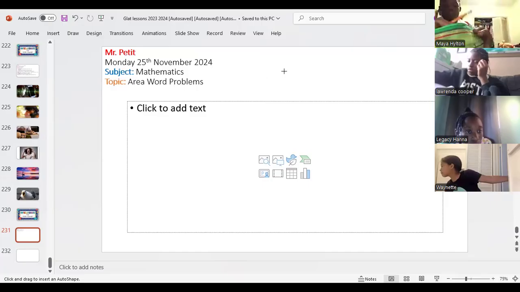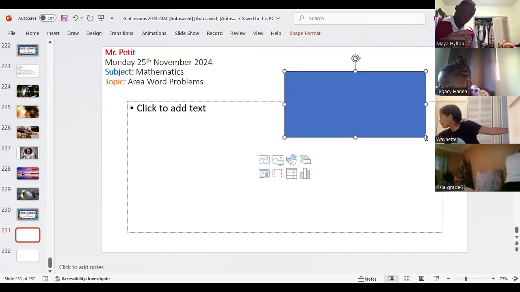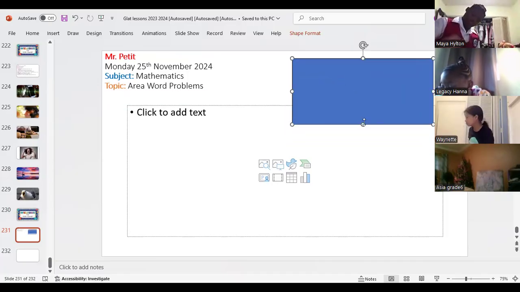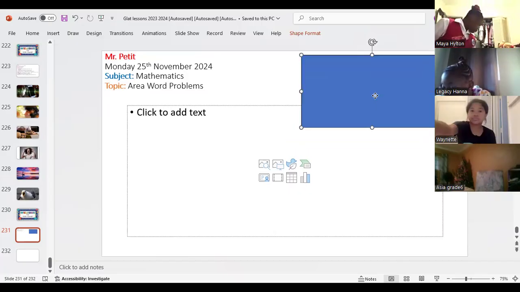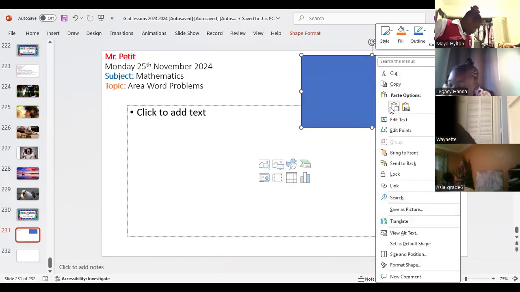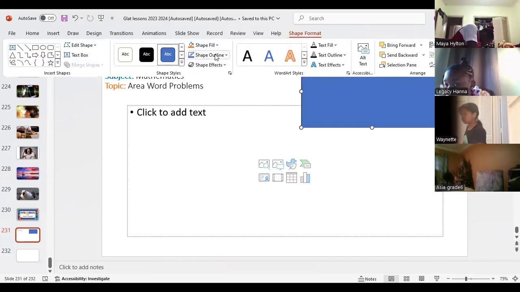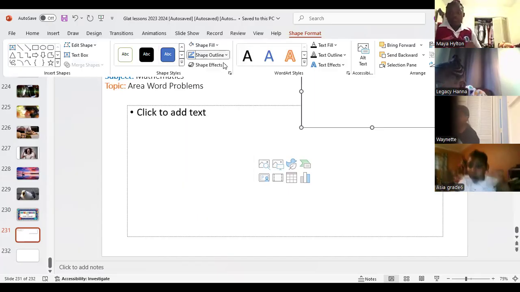So I want us to draw this image. So we have this box. Now this one is going to be the big box. And then let me shape format. It's going to be shape fill, no fill, white. Shape outline.